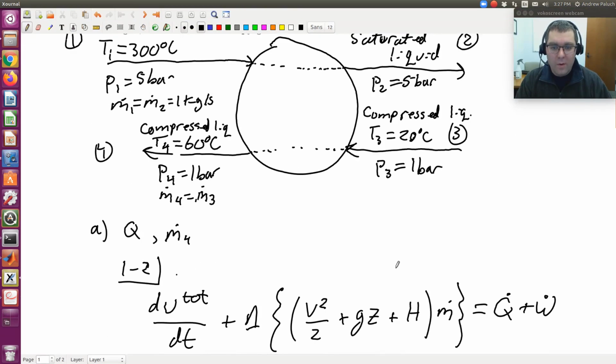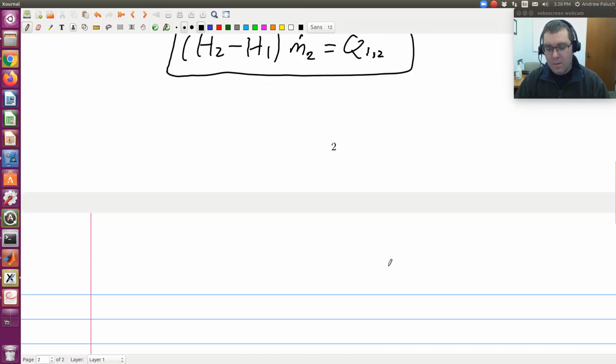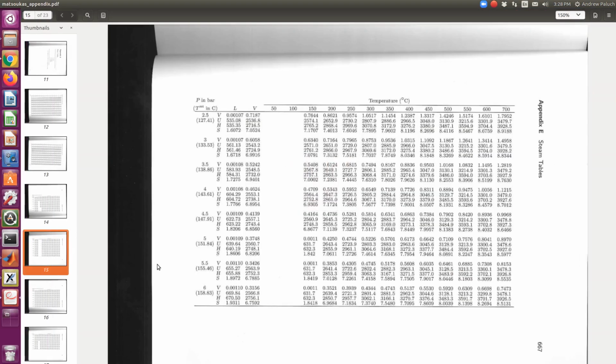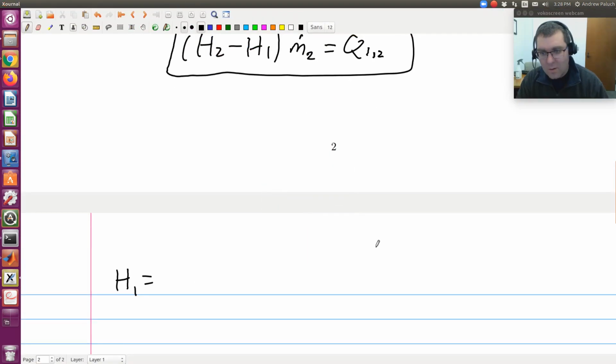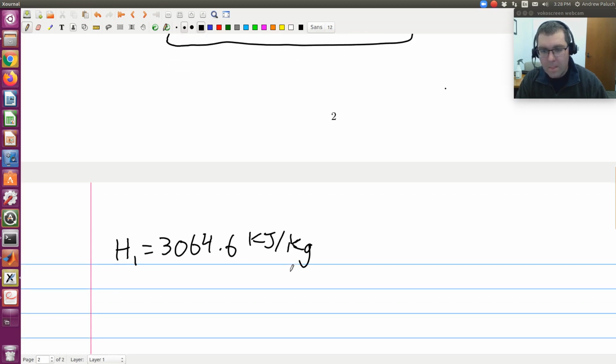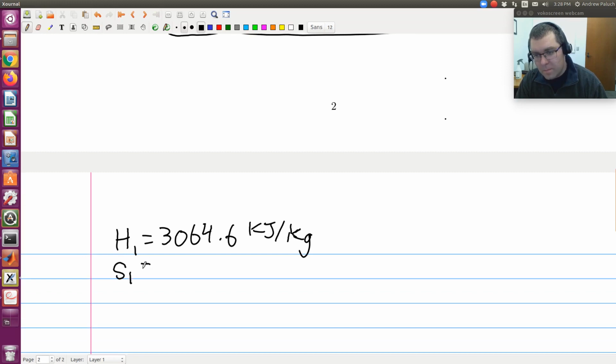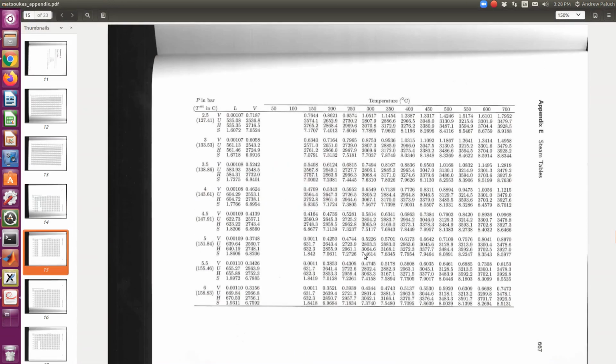So H1 is equal to, at 300 degrees C and 5 bar, 3064.6, and that's kilojoules per kilogram. S1 is equal to 7.4614.